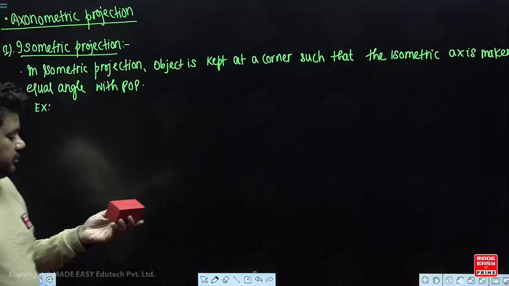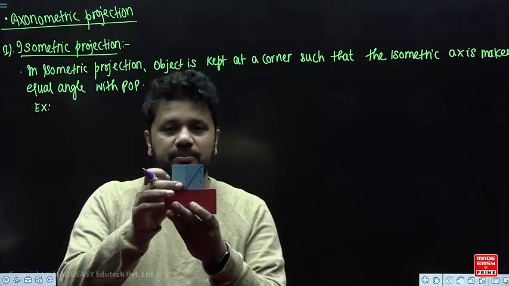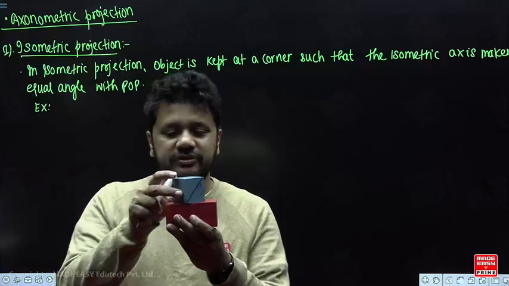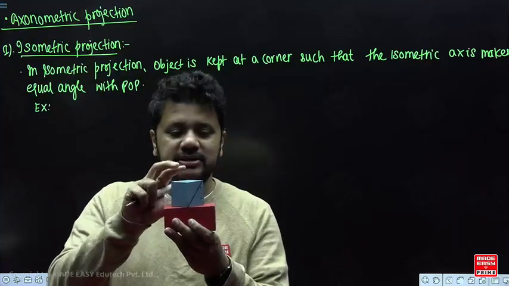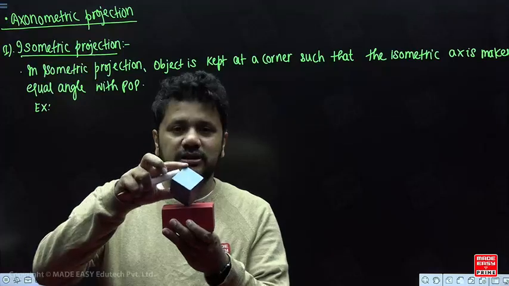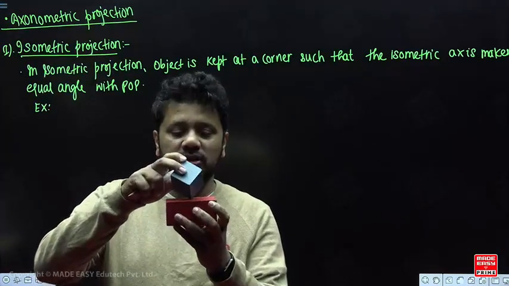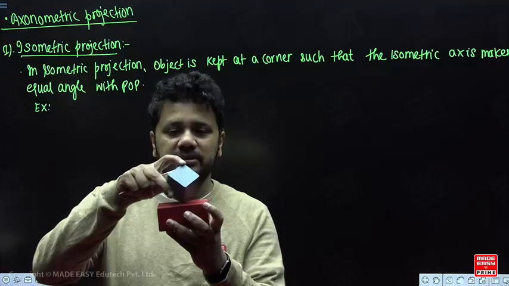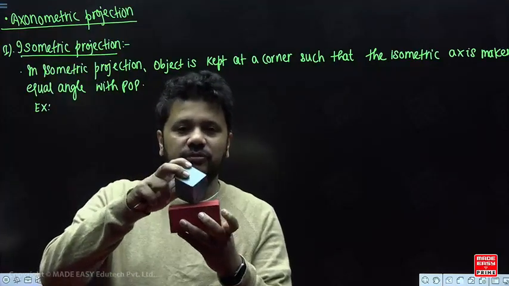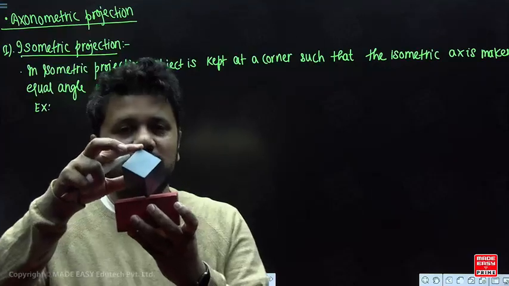Okay? So let us say this is the object, it is kept like this. Now I am putting it like this. So both faces you can easily see. Let me topple it at this corner. If I do it like this, all the three faces will be seen, isn't it? This face and the top face will be easily seen. So such type of projection is called isometric.